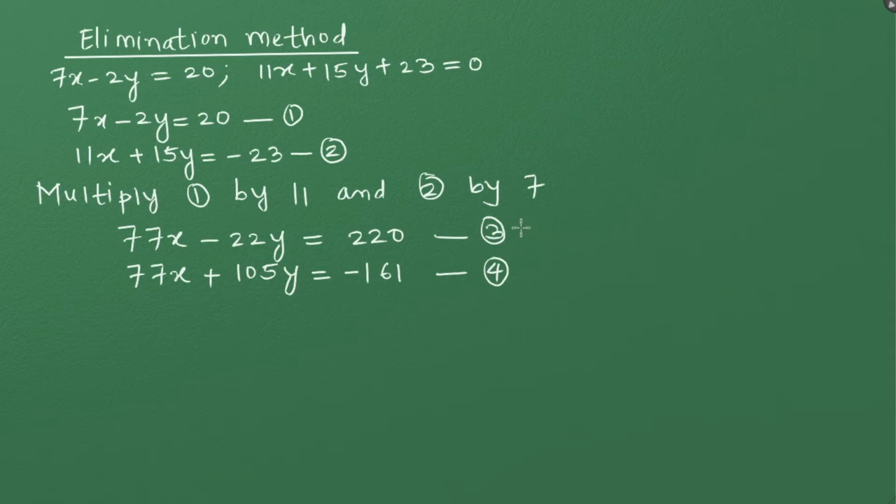Now please note the equation 3 which is derived from equation 1 and also equation 4 which is derived from equation 2. In both these equations 3 and 4, the coefficient of x is equal, that is, it is 77. So now once the coefficient is made equal, you can add or subtract depending on the condition. Now here what we can do is we can subtract equation 4 from equation 3.